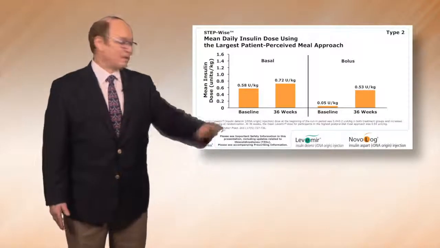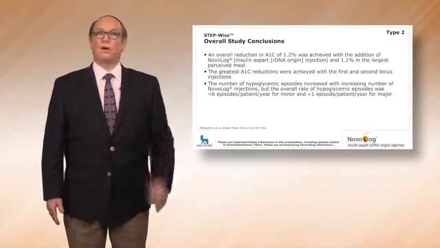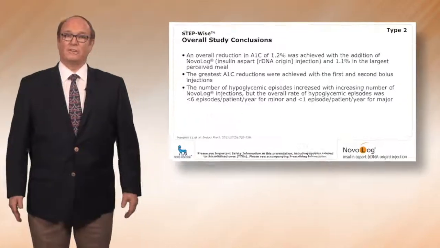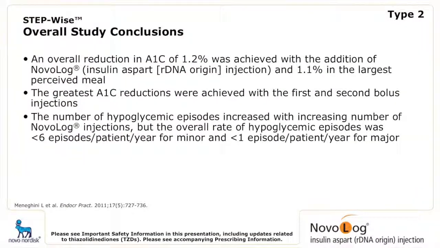So, in summary, the stepwise trial showed the feasibility of introducing Novolog by starting with a single dose at the meal perceived by the patient to be the largest meal of the day, and then adding Novolog at other meals as required to achieve glycemic control. With the addition of Novolog, mean A1C levels declined by 1.1% in the patient-perceived largest meal treatment arm.